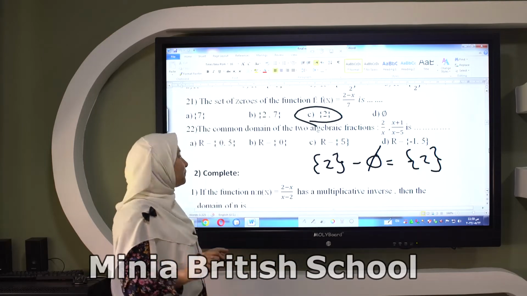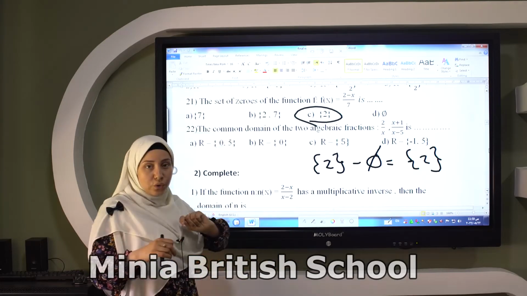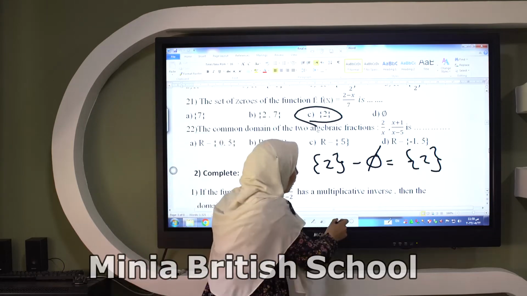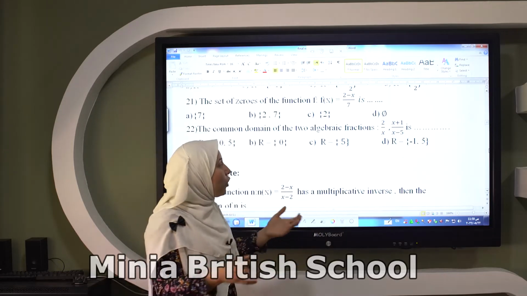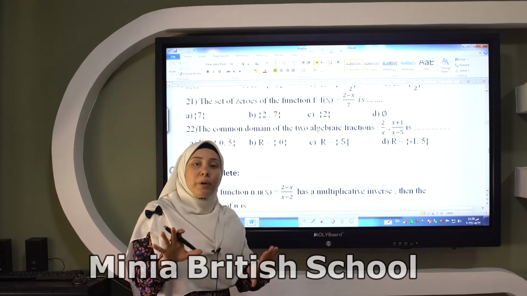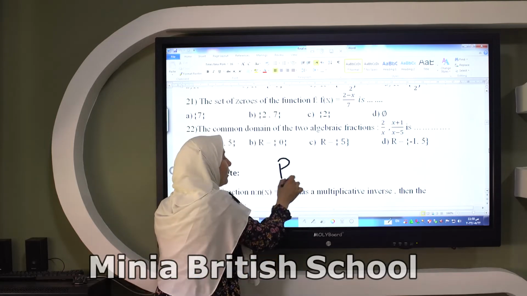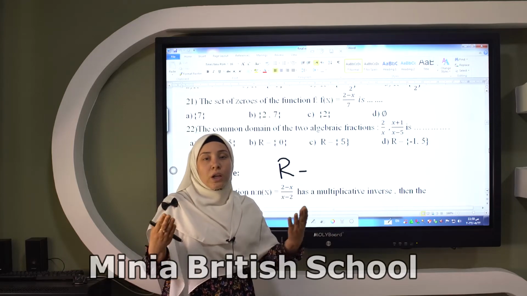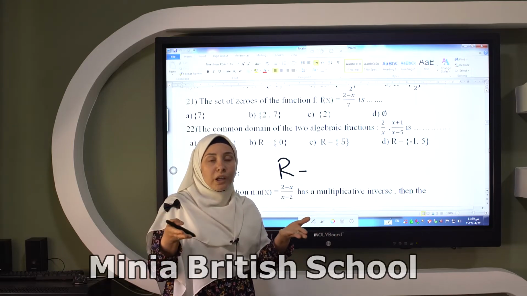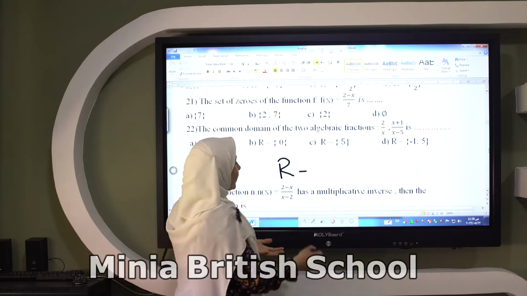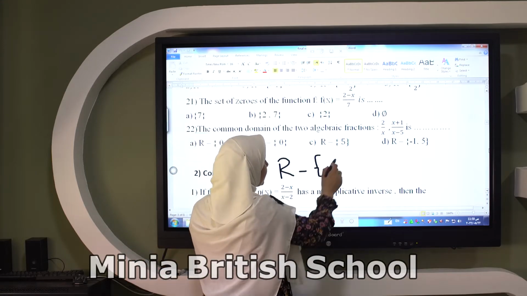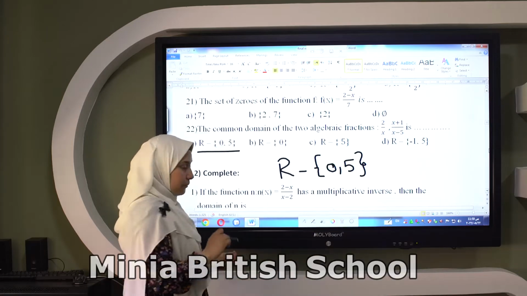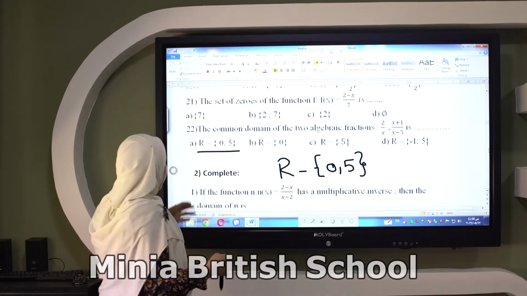Clear? Next one, number 22, the common domain of the two algebraic fractions 2 over x and (x plus 1) over (x minus 5). The common domain equals R minus the set of zeros of the two denominators of the two functions. So R minus {0, 5}. That's the first one. Second question complete.